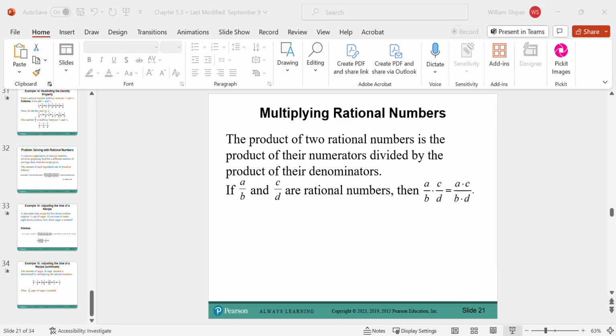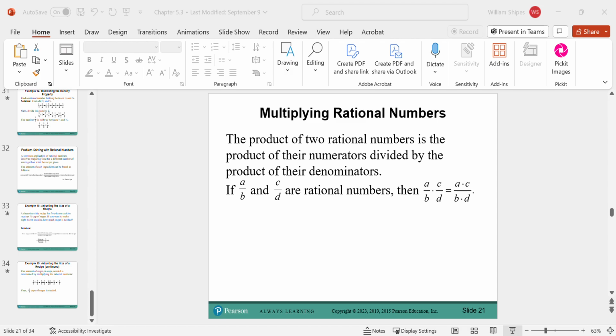Let's look at the sum or difference of two rational numbers with identical denominators. That sum or difference is the sum or difference of their numerators over the common denominator. So if a over b and c over b are rational numbers, then a over b plus c over b equals a plus c over b. And a over b minus c over b equals a minus c over b.